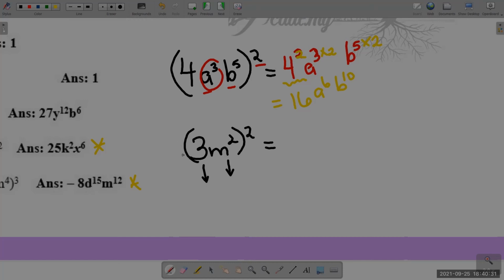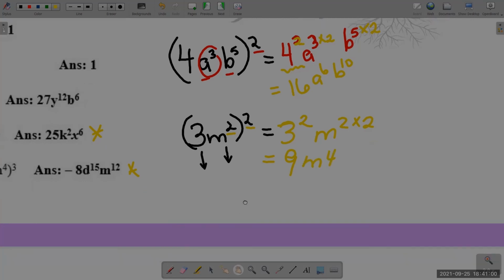Okay. So same thing that we've been doing. You apply the square to the 3 and you apply the square to the m. So it's m squared times 2 because you already have the 2. So you're going to multiply by the 2. So some of you were close. It was very close. So your final answer is going to be 3 squared. What is 3 squared? 3 times 3, right? So that's going to become 9. And then 2 times 2 is 4. So we're getting closer. And that's all I want.